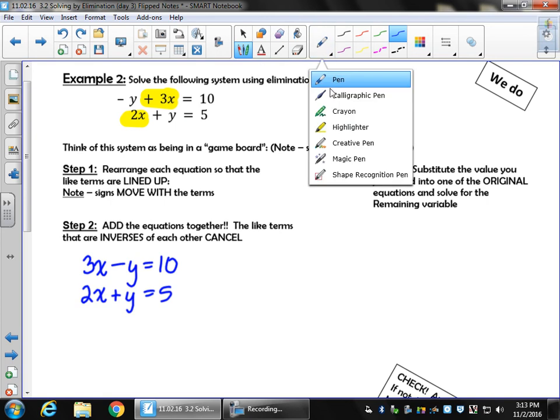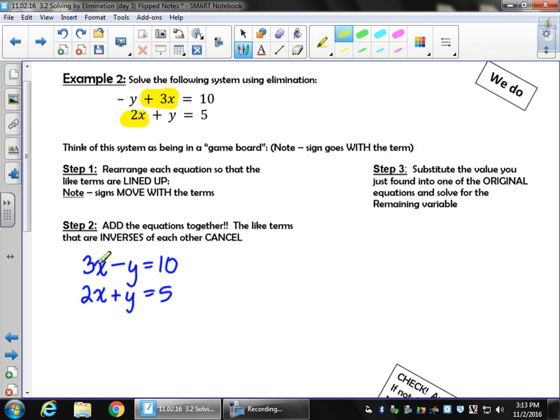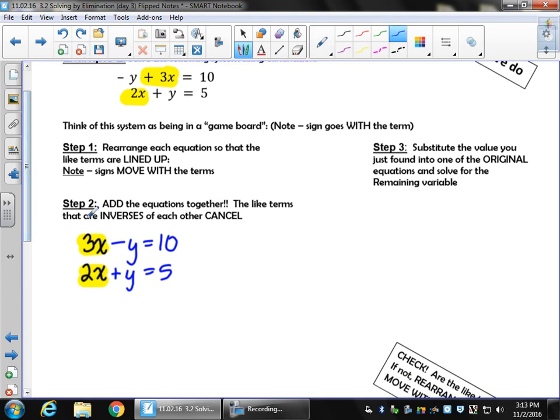I've successfully rearranged my system. Let's check. Are my like terms lined up? Yes, they are. Now that my like terms are vertically aligned here, x's are one on top of the other, the y's are lined up, we're ready to add. So we're going to draw a line down our equal sign and a line across and put a big plus sign out front. We are ready to combine. We're going to add these together, combine these two equations together.